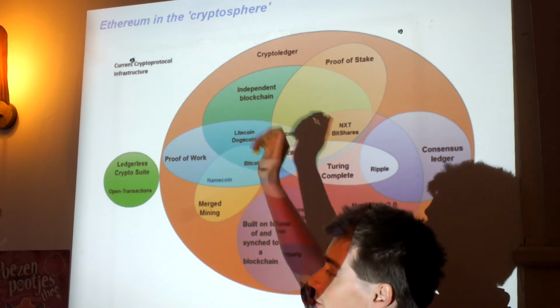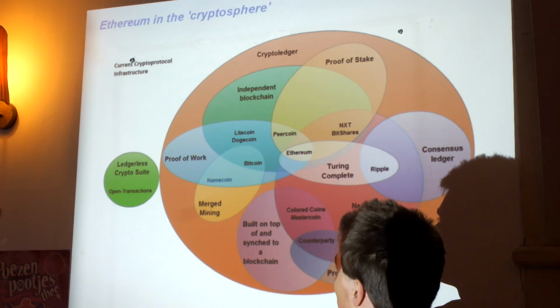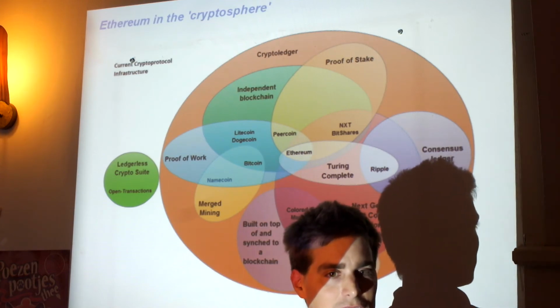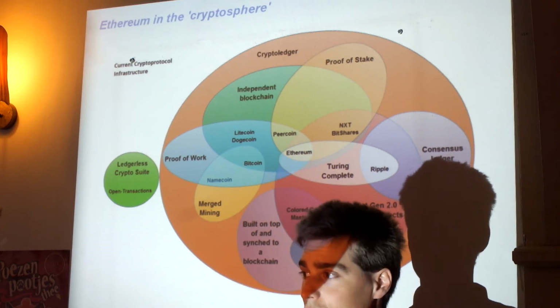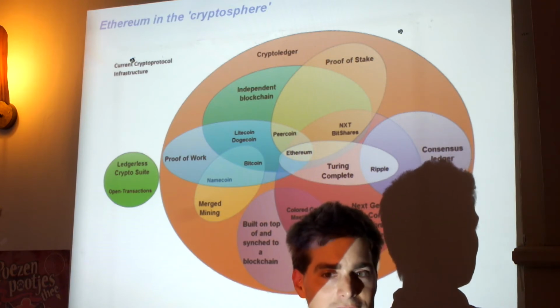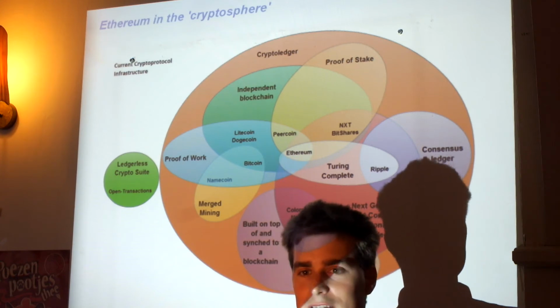Well, of course, it has an independent blockchain. It's Turing complete, so that means it can run its own code that can recompile itself. Ripple could also do this, however, Ripple was a lot more centralized, and as we've seen in recent news, that can also have bad consequences.